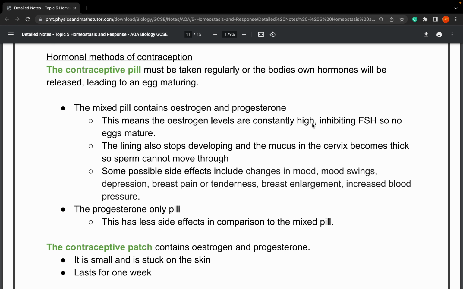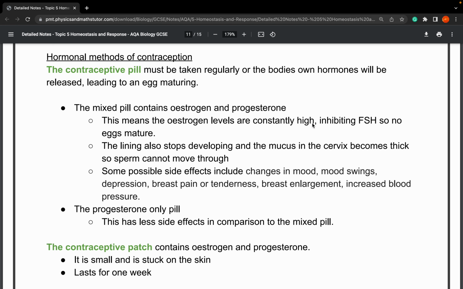So for a woman there is a contraceptive pill, so they have to take the tablet every day to make sure that the body's hormones are controlled. Since body hormones are controlled, the ovum is not released, so no pregnancy will happen. Okay, the mixed pill contains estrogen and progesterone. Both estrogen and progesterone are there.